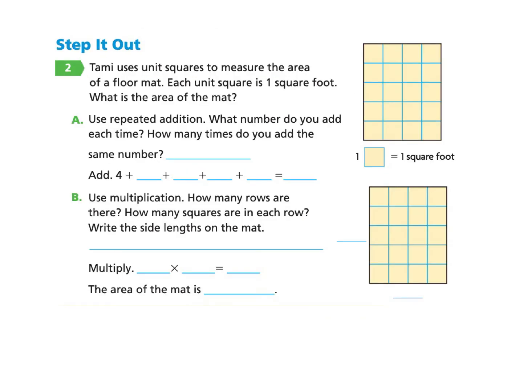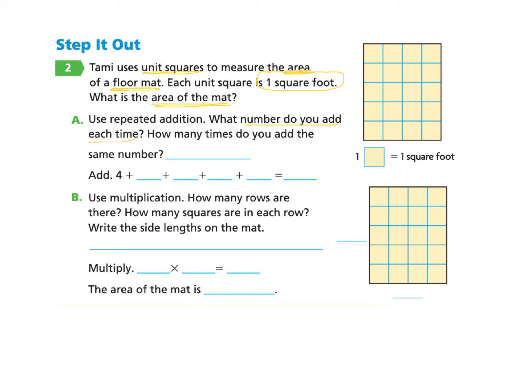On page 45, under Step It Out, question 2 reads, Tammy uses unit squares to measure the area of a floor mat. So she's looking for the area of a floor mat, and she's using unit squares. Each unit square is 1 square foot. So that's very important to know what we're using to measure that mat. And it's asking what is the area of the mat. Question A, use repeated addition. What number do you add each time? So they're asking for the number we add each time. And how many times do you add the same number?